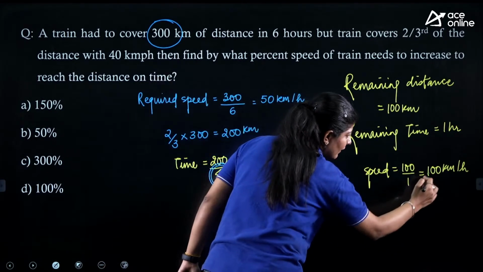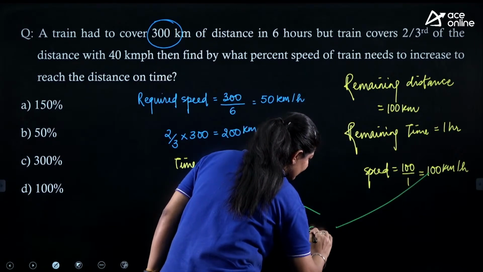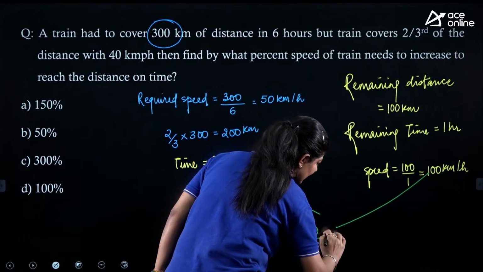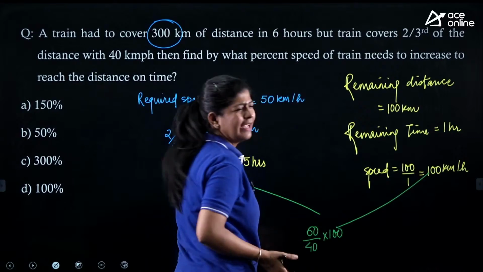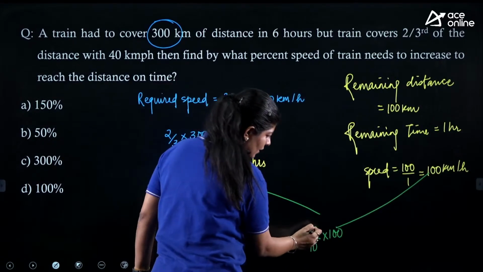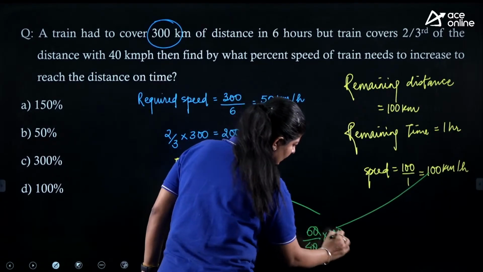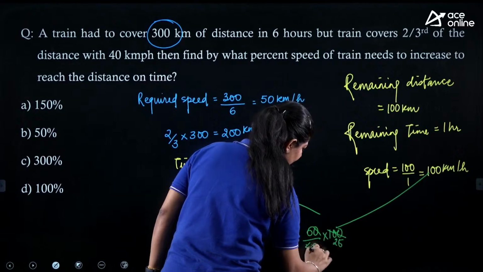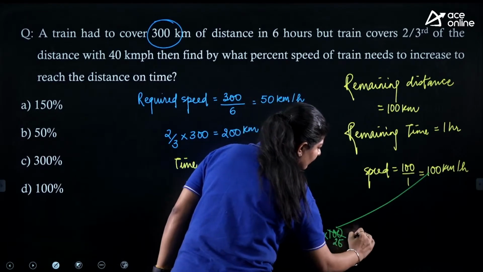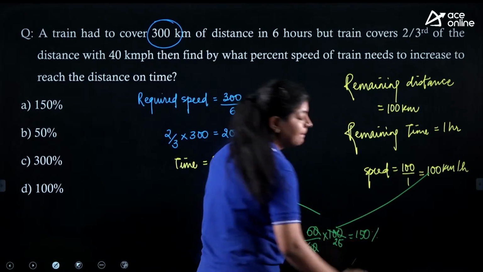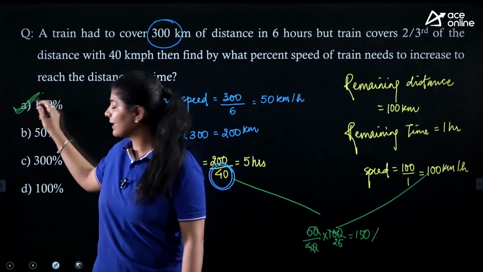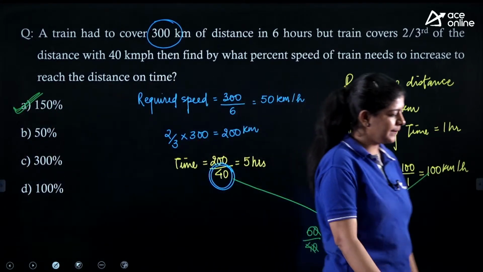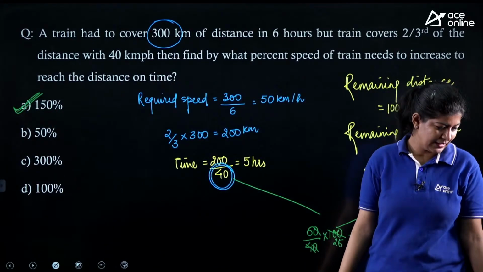So the change that we got here is 60 kilometers per hour and the initial one is 40, multiplied by 100, and we can easily get the answer. So here if you see, we are getting 1.5 and when we multiply it we get 150%. That means option number A is the correct one. Option number A is the correct one. It's a very easy one.